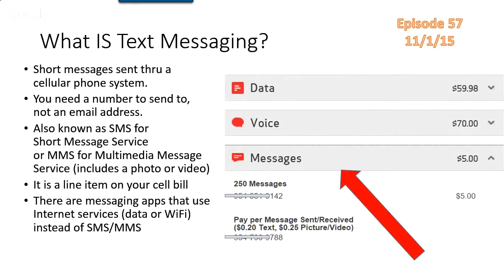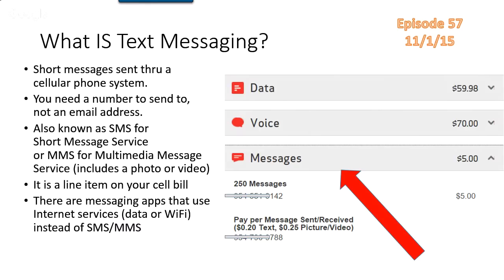So what is text messaging? Short messages sent through a cellular phone system. So if you have a Verizon contract, you are using your Verizon service. And you need a phone number to send a true text message to. It's known as SMS for short message service. Or if you add a photo or a video to it, it turns into MMS. And those even might be different line items on your bill. But it is a line item on your bill.